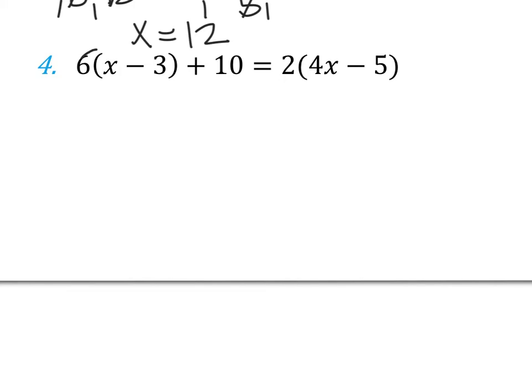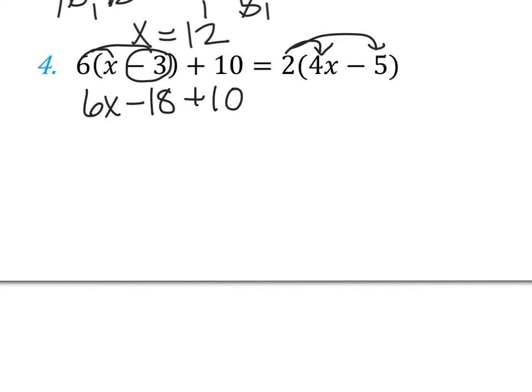So the first thing, like I said, what I want to do is I want to distribute here. So I get 6x. Remember that negative 3, or that minus goes with that 3, so 6 times negative 3 is negative 18. Notice my minus sign is my negative sign, so I don't write minus negative 18, it's just minus 18. Be really careful with that. And then I'm going to distribute the 2. So I get 8x, and again I'm thinking that minus 5 equals negative 10.